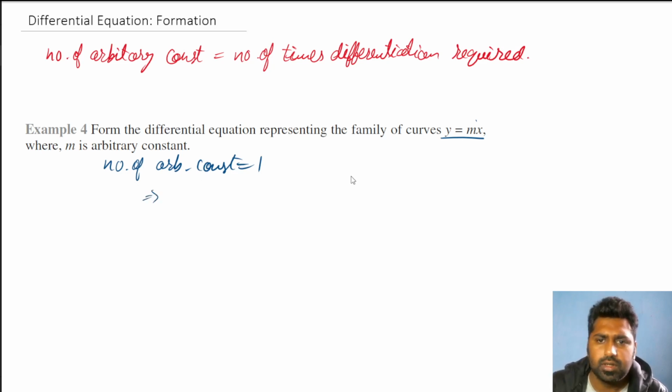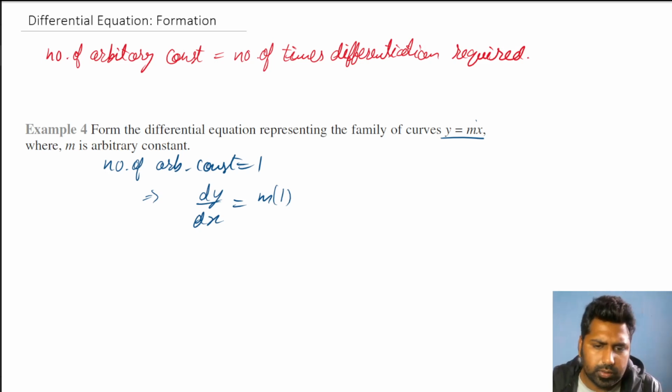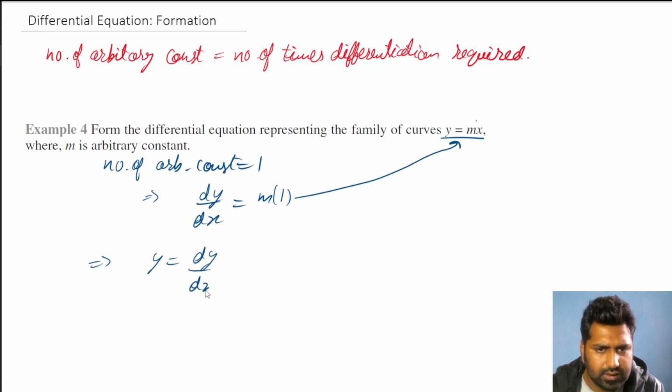Let's generate the equation. Let's differentiate this. So differentiation of y is dy by dx, differentiation of mx, m is constant, so differentiation of x is 1. Now this is not a differential equation, dy by dx equal to m is still here. So the task is to eliminate this m. Now what you can do is you put this m in the original equation. So what do you get? y is equal to m, which is dy by dx, into x.